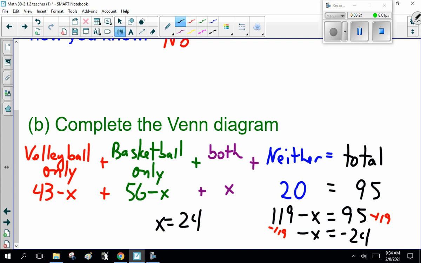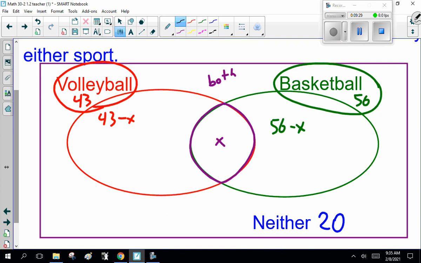Okay? That's where that comes from. So go back here. Both becomes 24. Now, 43 minus 24 is 19. So it's 19 play volleyball only. Now 56 minus 24 is 32. Alright? So that's how we fill out the Venn diagram.